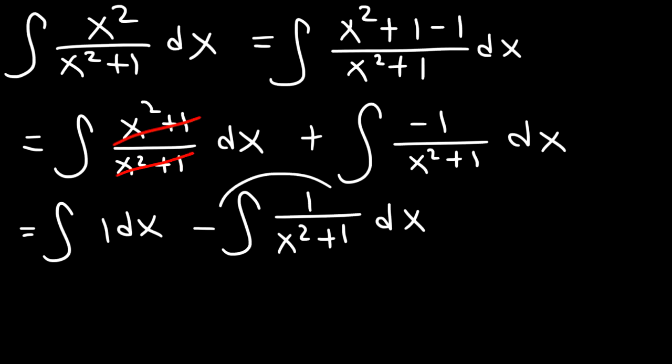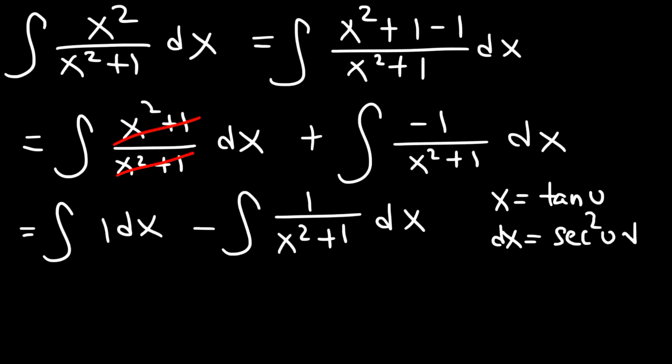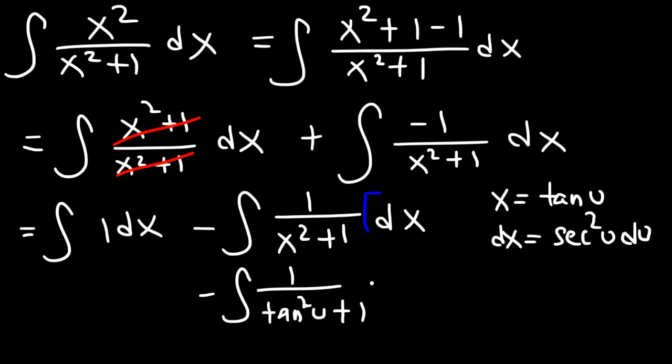Now, how can we integrate this expression? We need to use trigonometric substitution. We're going to make x equal to tangent of u, and so dx is going to be the derivative of tangent, which is secant squared u du. So we're going to have the integral of 1 over tan squared plus 1, and then we could replace dx with secant squared du.